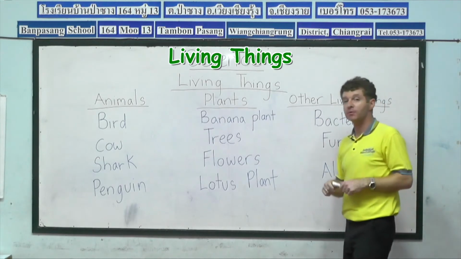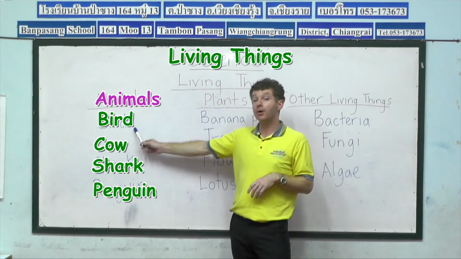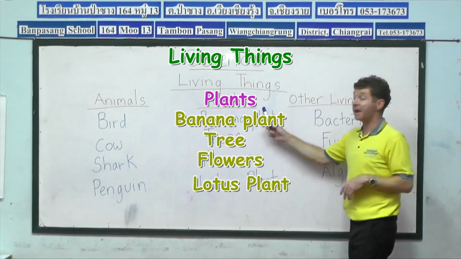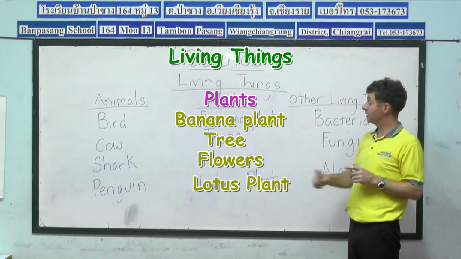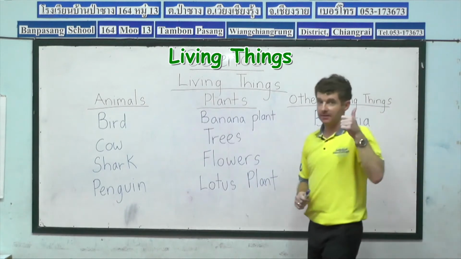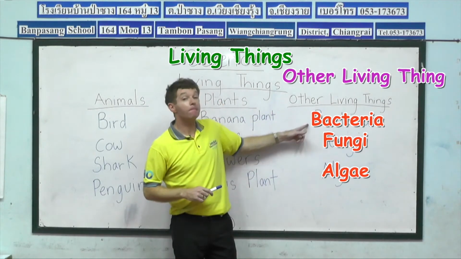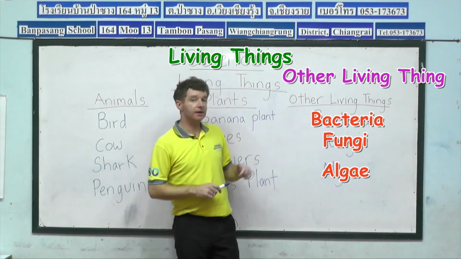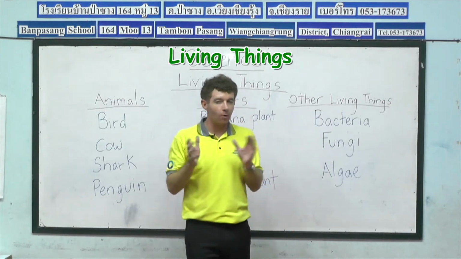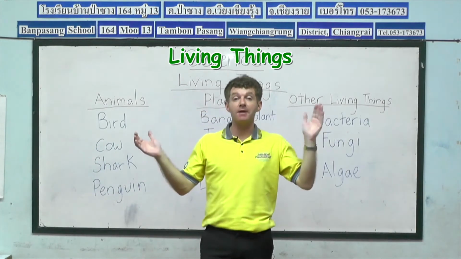So now we've got our examples on the board, guys. Let's practice speaking one more time. Animals. Bird. Cow. Shark. Penguin. Plants. Banana plant. Trees. Flowers. Lotus plant. Well done. And now, other living things. Bacteria. Fungi. Algae. All the strange looking stuff that we don't really know what to call, so we just say other living things. Guys, that was excellent. Very well remembered.